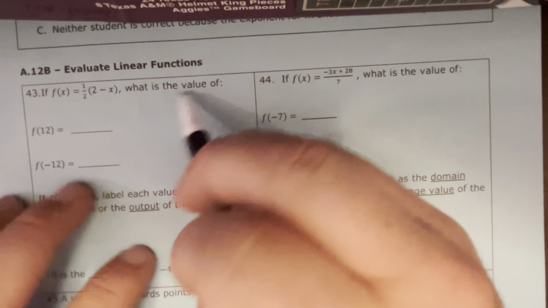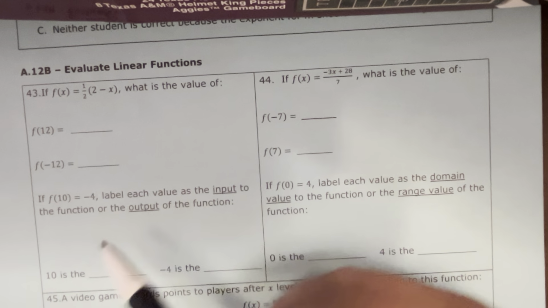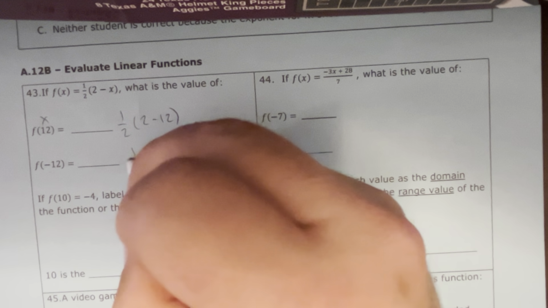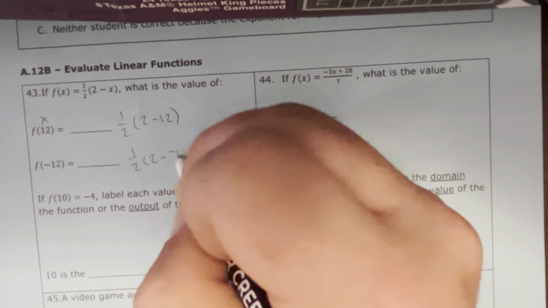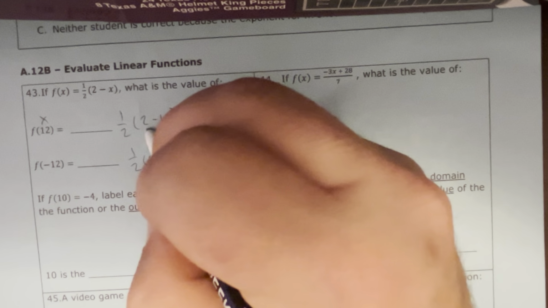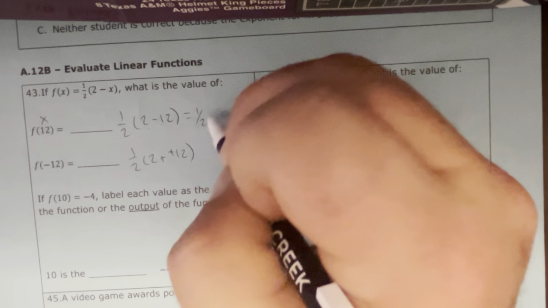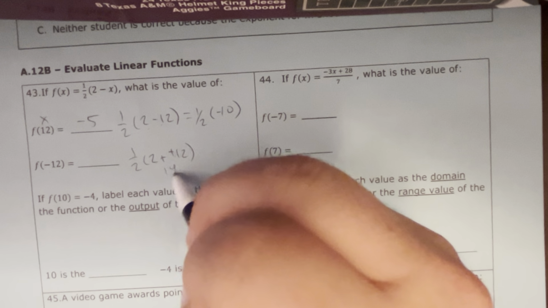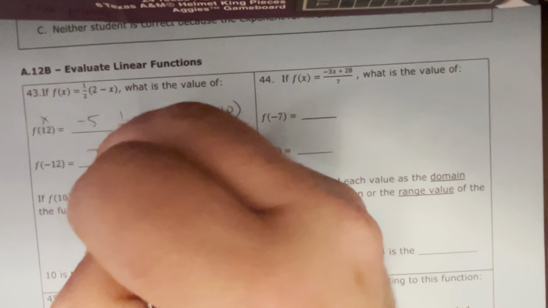Number 43, what is the value of f of 12? We could just plug this in Desmos, and I'll show you that. But you could also do it by hand: 12 is the x value, so we're going to put in one half times 2 minus 12. And on this one, we're going to put in negative 12, so it's one half times 2 minus negative 12, which becomes a positive. So on this one, 2 minus 12 is negative 10, and half of negative 10 is negative 5. For this one, 2 plus 12 is 14, and half of 14 is 7.